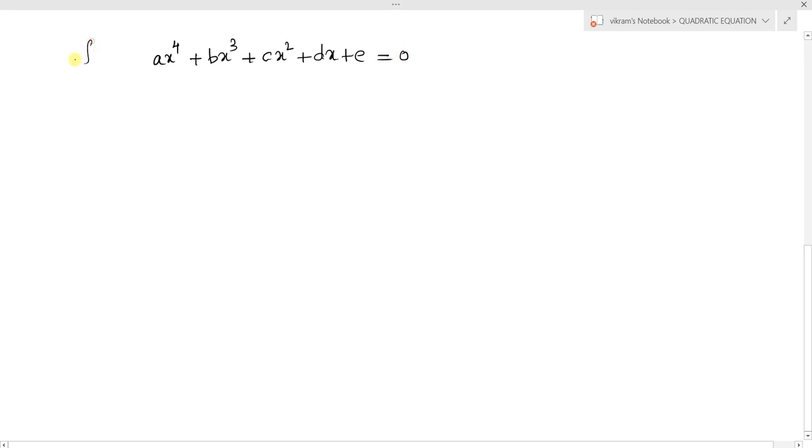Let us consider a biquadratic equation. For this biquadratic equation, if we take a as common, we can write it in the form x^4 + (b/a)x^3 + (c/a)x^2 + (d/a)x + e/a.